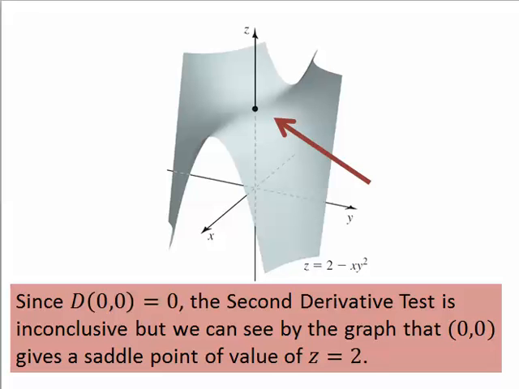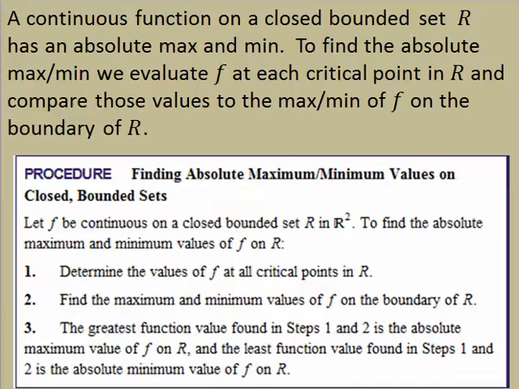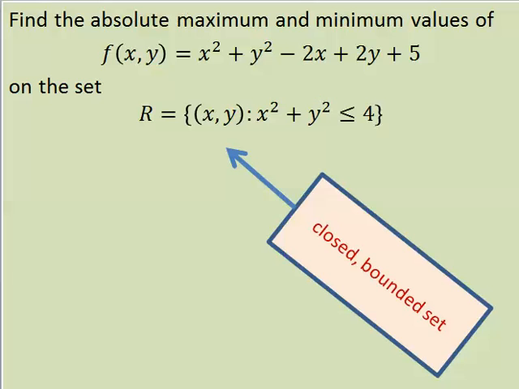I'd like to switch our topic now to a discussion about absolute max and absolute min. If your function is continuous and your region is closed and bounded, there will be an absolute max and min. To find the absolute max and min, we evaluate f at the critical points and compare those values to the max or min of f on the boundary. With open or unbounded sets, there may or may not be an absolute max or min, so you wouldn't use this procedure. This is for closed, bounded sets and continuous functions.